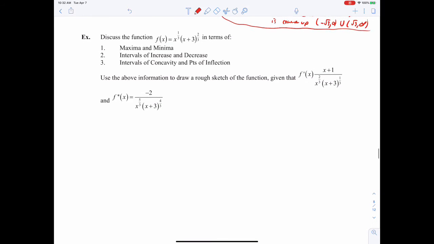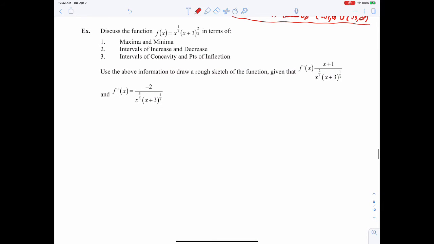All right, guys, last example here. In this one, discuss the function f of x equals x to the 1/3 times x plus 3 to the 2/3 in terms of max and min values, intervals of increase and decrease, and intervals of concavity and points of inflection. Use the above information to draw a rough sketch of the function.